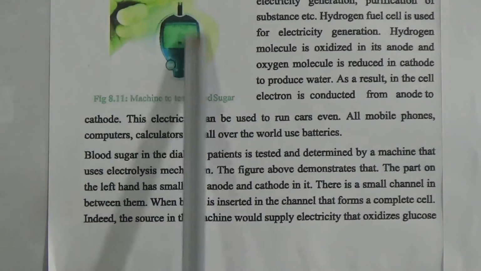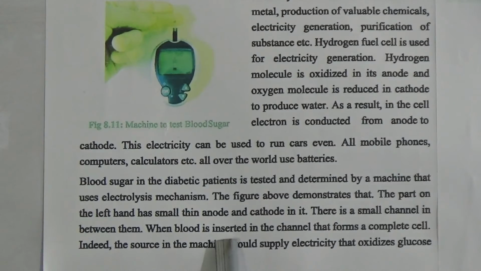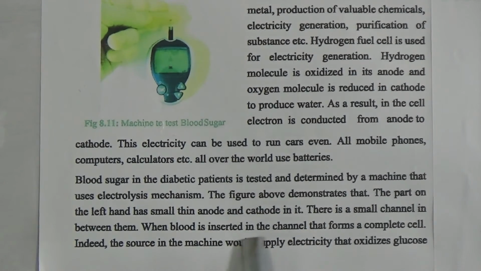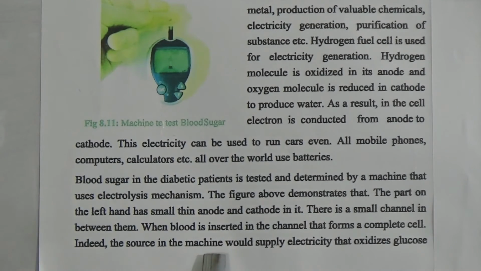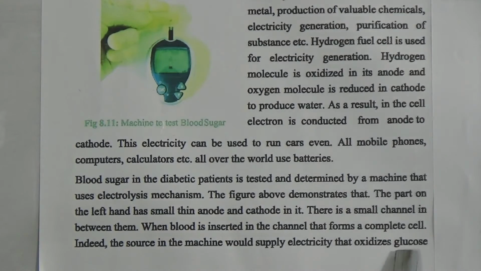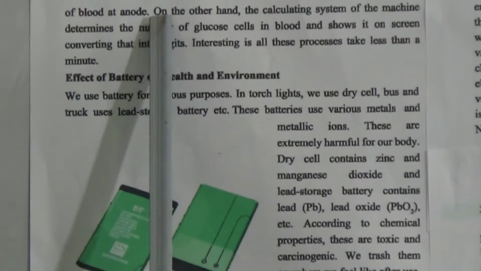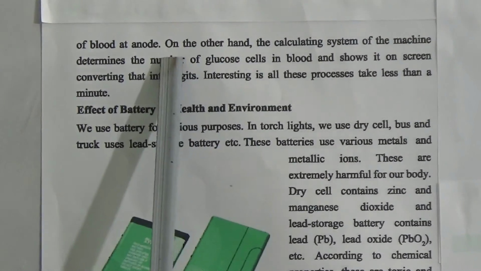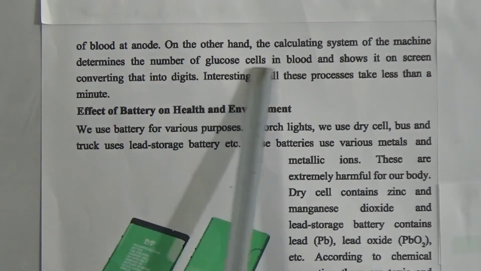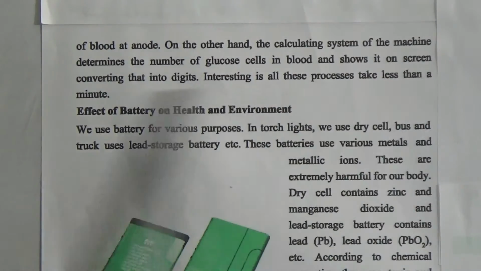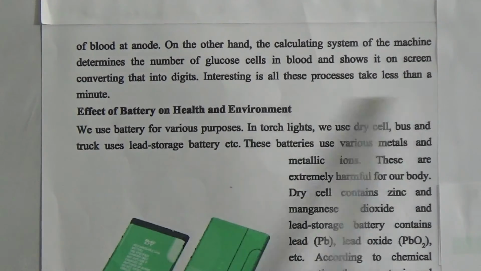Look, this is a machine to test blood sugar, and this is also an electrochemical cell. Here blood is inserted in the channel that forms a complete cell. Indeed, the source in the machine supplies electricity to oxidize glucose of blood at the anode. That means when we give blood to the machine, that blood reacts at the anode, and on the other hand, the calculating system of the machine determines the amount of glucose in the blood and shows it on the screen, converting it into digits. Interestingly, this whole process takes less than a minute.